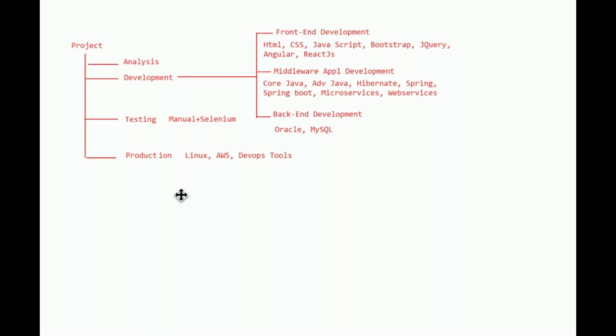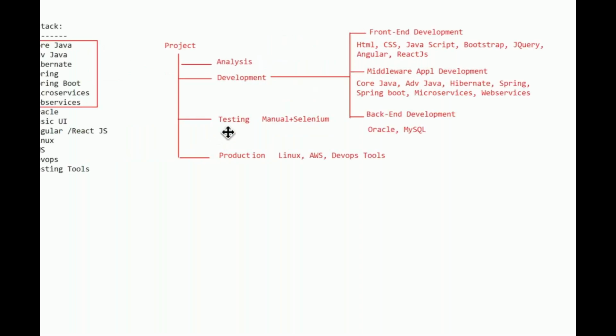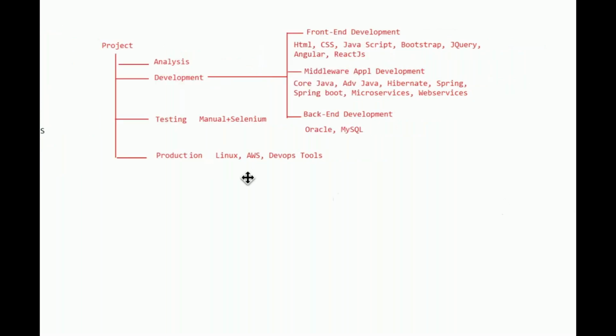If you observe development in companies now, how are companies maintaining their resources? A separate team is assigned for front end development, with 10 to 15 members in the team. Two to three teams are working on middleware application development, each team containing 10 to 15 members. Another team is working on back-end development, with 7 to 10 members. Another team works on testing, also with 7 to 10 members. Another team, the operations team, comes into the picture for production, with maybe 10 to 15 members.